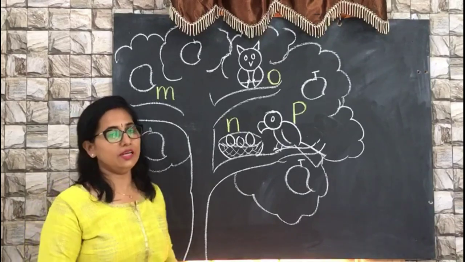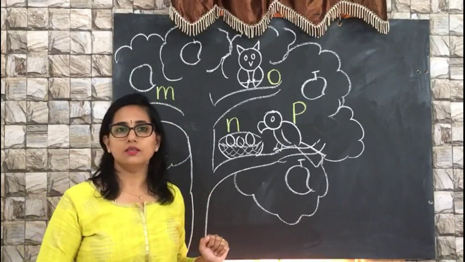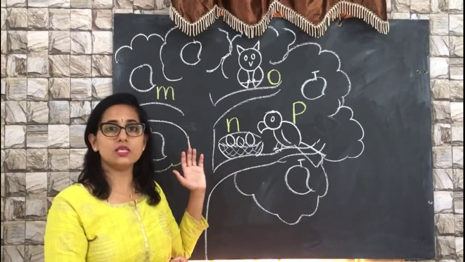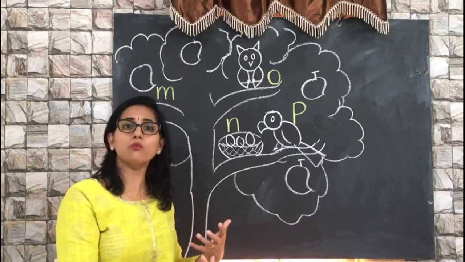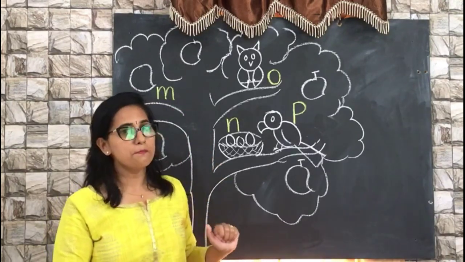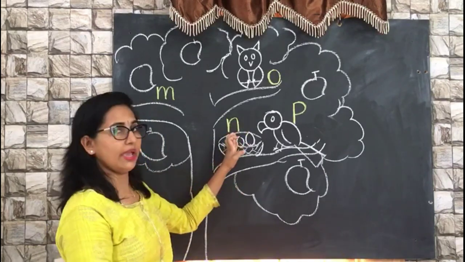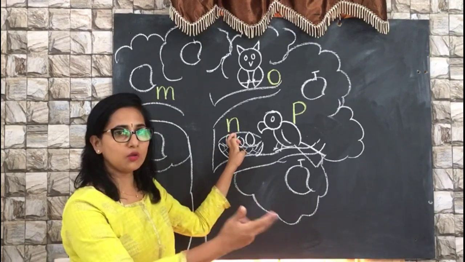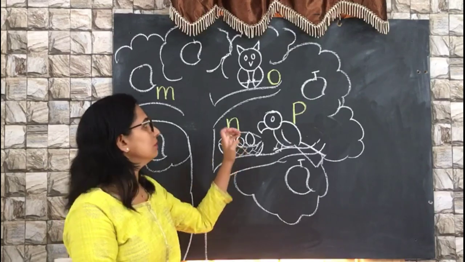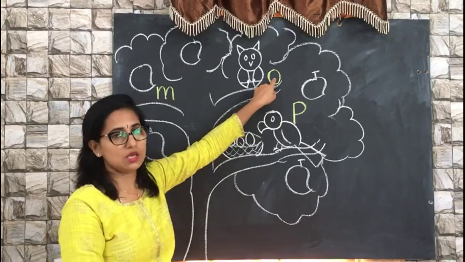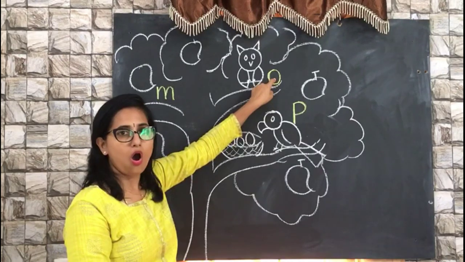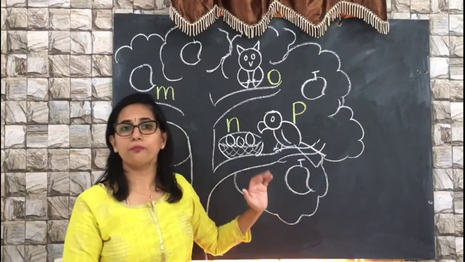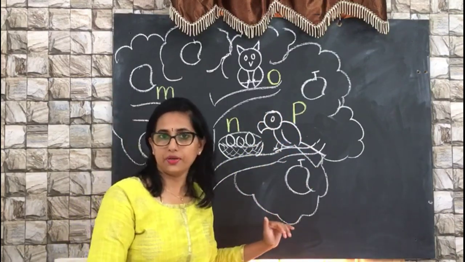The phonetic sound of letter M is M, M. That is the beginning sound of M. If a word begins with M, the sound is M. If a word ends with M, then it is M. The same way, the letter N, the beginning sound of N, N, N. This is letter O. The sound is O, O, orange. And this is letter P. The sound of P is P, P.